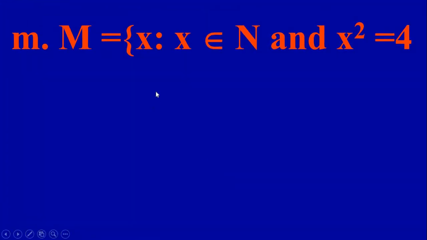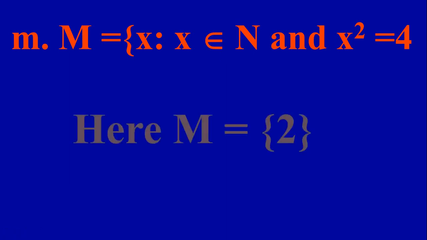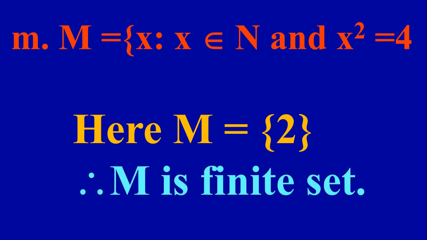So next one, M equal to the set of all x such that x belongs to N and x square equal to 4. When we square, you have to get 4. That is x square equal to 4. So x equal to plus or minus root 4. That is plus or minus 2. But here important, x belongs to N, natural number. So it is only plus 2. So here M equal to {2}. It is a singleton set and it is finite. So therefore M is a finite set.